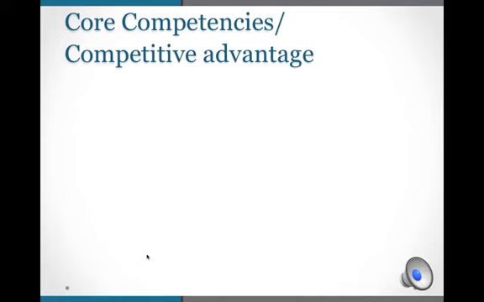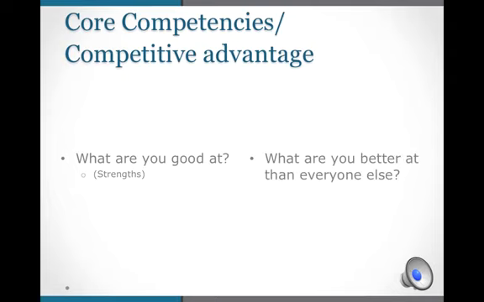So first, we're going to identify the core competencies of your organization, which are the things that you're good at. So we analyze that as part of your SWOT. What are your strengths? Now we're going to look at competitive advantage, which is as simple as what are you better at than everybody else?